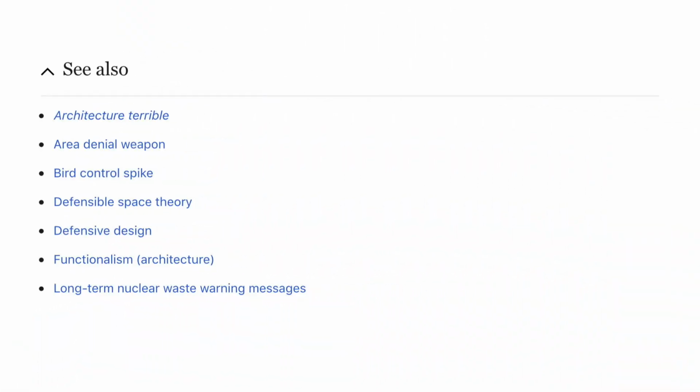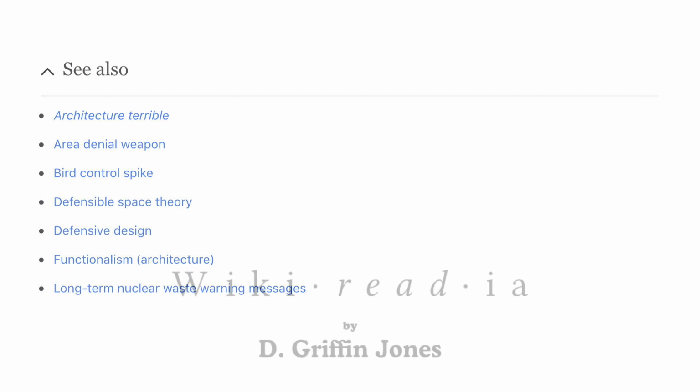See also: Architecture Terrible, Area Denial Weapon, Bird Control Spike, Defensible Space Theory, Defensive Design, Functionalism, Architecture, and Long-Term Nuclear Waste Warning Messages.